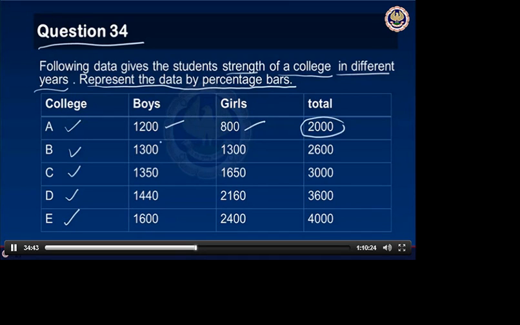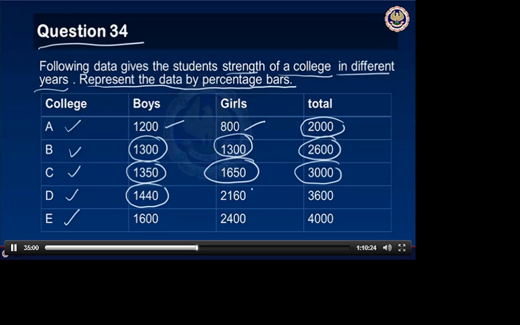In College B, there are 1,300 boys and 1,300 girls, so the overall strength of the college is 2,600. In College C, there are 1,350 boys and 1,650 girls. So the overall strength is 3,000. In D, there are 1,440 boys and 2,160 girls. So overall strength is 3,600. For E, there are 1,600 boys and 2,400 girls. So overall strength is 4,000. Now we have to represent this data by percentage bars. So what we'll do, we will now solve this question.